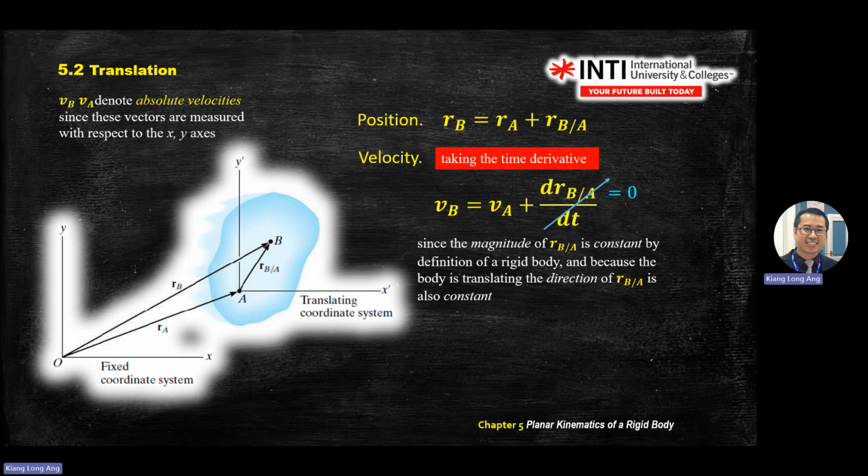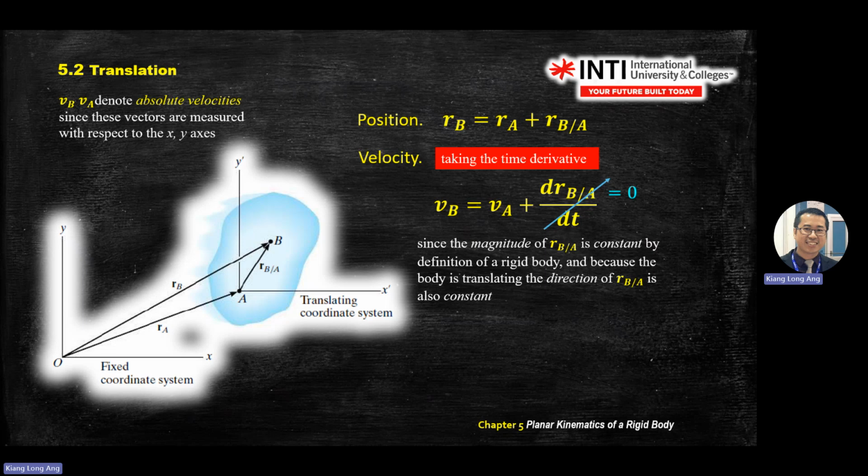Let's say this is A, this is B, so this is R_B/A. It will always be the same. The distance between your two eyeballs is always the same. So when you differentiate with time, you will get 0. You'll get 0.